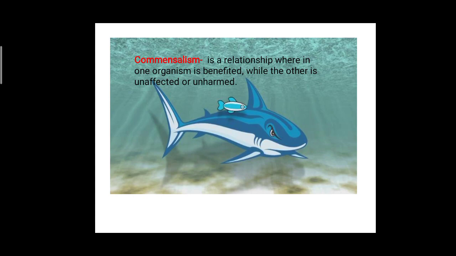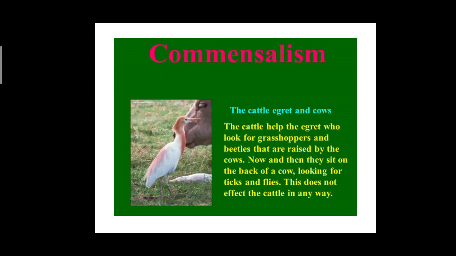So, pag sinabi naman natin commensalism, it is a relationship wherein one organism is benefited while the other is unaffected or unharmed. Okay? Isang nakikinabang samantalang isa, hindi siya apektado. Okay, one example of this is the cattle egret and the cows. The egret looks for grasshopper and beetles that are raised by the cows. Now and then, they sit on the back of a cow looking for ticks and flies. So, this does not affect the cattle in any way. Okay, so isa lang yung nakikinabang samantalang isa unaffected.